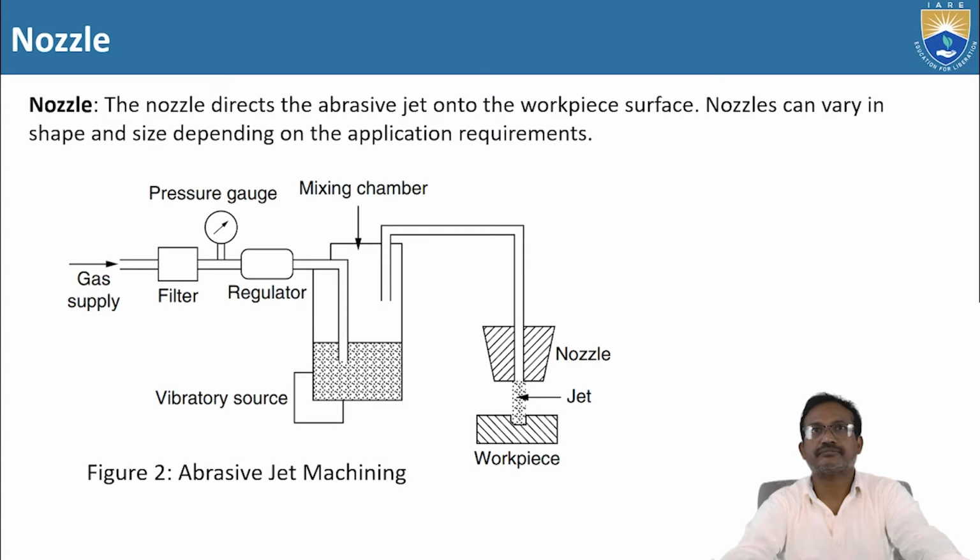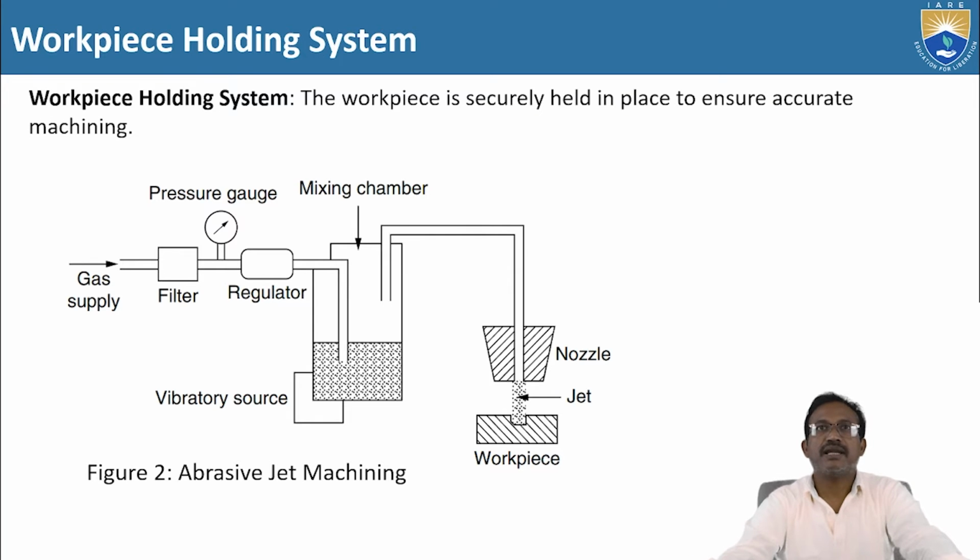Next, nozzle. The nozzle directs the abrasive jet onto the workpiece surface. Nozzle can vary in shape and size depending on the application requirements. Next, workpiece holding system. Here the workpiece is kept without disturbance while the jet strikes it. The workpiece is securely held in place to ensure accurate machining.